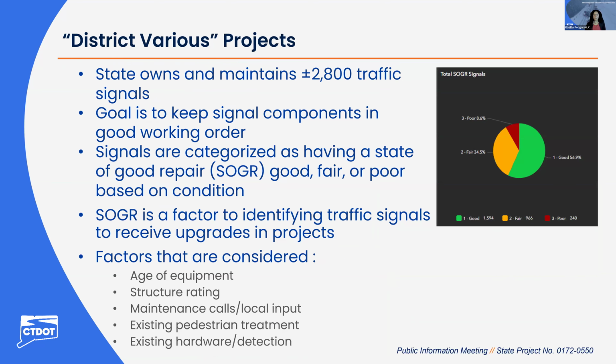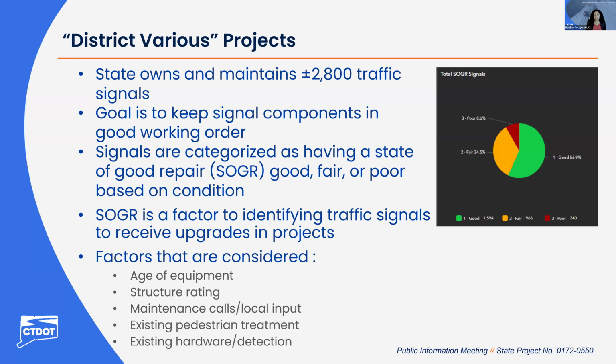So this project is what we call a district various project. The state owns and maintains about 2,800 traffic signals, and we have a goal to keep them working in a state of good repair. So we have a lot of data on our existing traffic signal equipment and structures, and we're able to do an assessment as to whether each traffic signal is good, fair, or poor. And you can see our current standing with the state of good repair for our signals. More than half are good. We have a lot of fair, and then we have a couple poor.